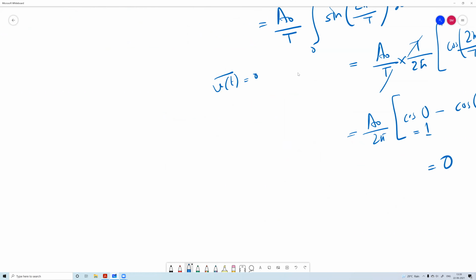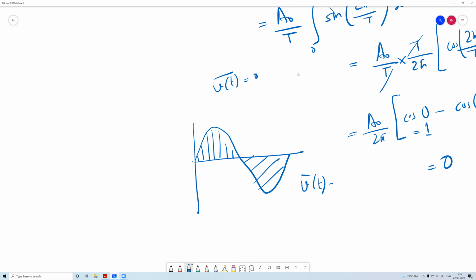But note that this is expected because the waveform is like this, and you see that the area under this curve is the same for the positive and negative halves. So obviously V bar t equal to 0 is an expected value.